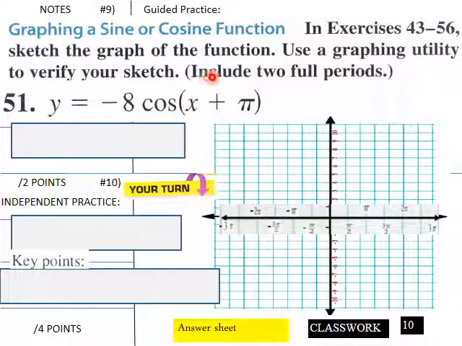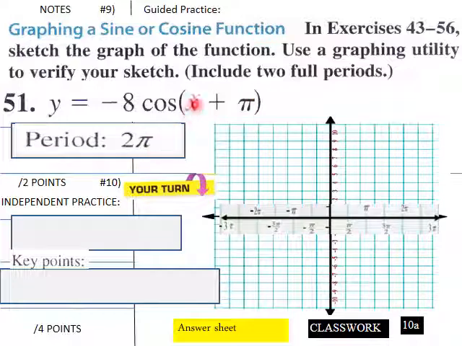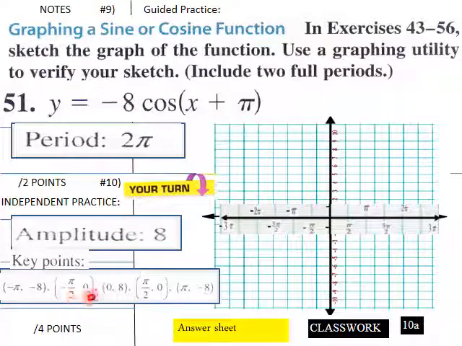Okay, let's try one. Use a graphing calculator to verify your sketch. So we have negative 8 cosine quantity x plus pi here. So our period is 2 pi. So we have 2 pi, b is 1. 2 pi is our period. Amplitude is 8. And then here are our key points.